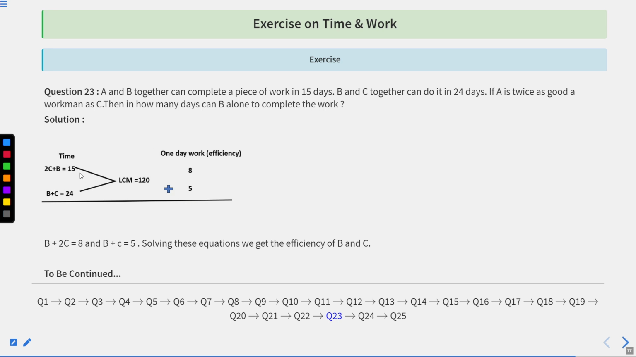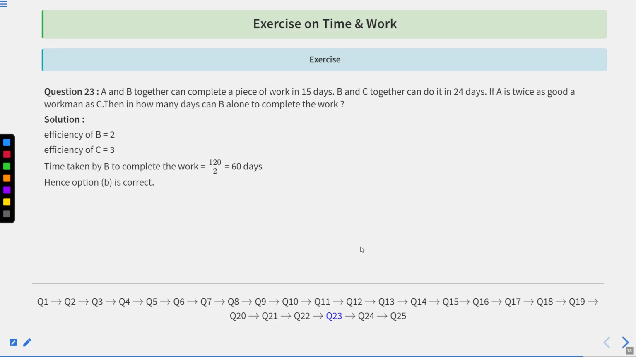So 2C plus B equals 8 and B plus C equals 5. So we have two equations now, and we can solve both of these, and we get the efficiency of B and C. So the efficiency of B is 2 and efficiency of C is 3. So the time taken by B to complete the work is 120 upon 2, that is 60 days. So the correct option here is option B.